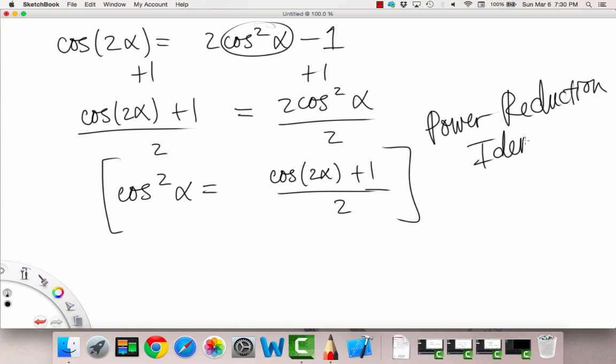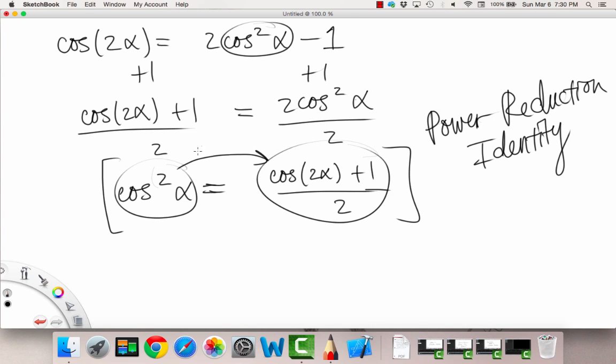The reason is that it's kind of self-explanatory in the name. Let's say you came upon an equation and you ended up with a cosine squared alpha in your answer, and you don't want that squared exponent there. So you want to reduce the power on the cosine. See how here it's cosine to the first power? We reduced that power by replacing it with this whole thing.